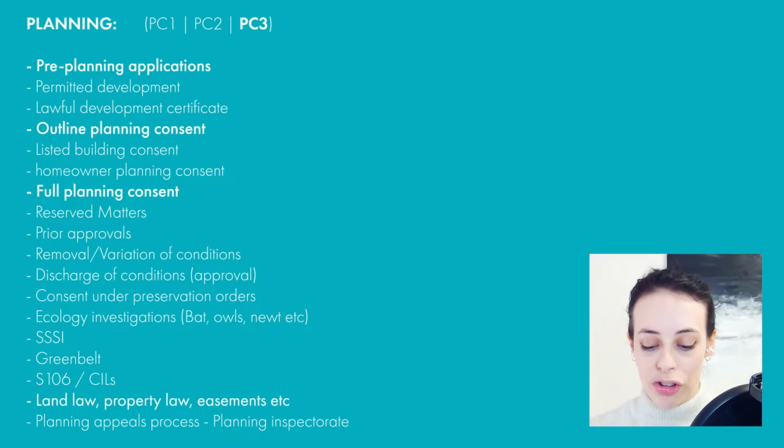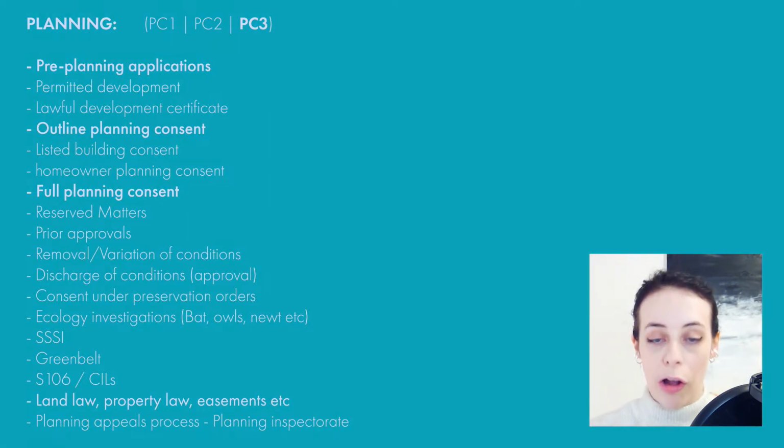So pre-planning applications, what they are, what that means, what the process is, permitted development, and then also lawful development certificate. I'm putting those together just because they're often together, but not necessarily. Outline planning consent, listed building consent, homeowner planning consent, full planning consent, reserved matters, prior approvals, removal or variation of conditions, discharge of conditions, which also means approval of conditions, consent under the preservation orders, ecology investigations that are often required for planning applications, which is like looking into the presence of bats, owls, newts, etc.